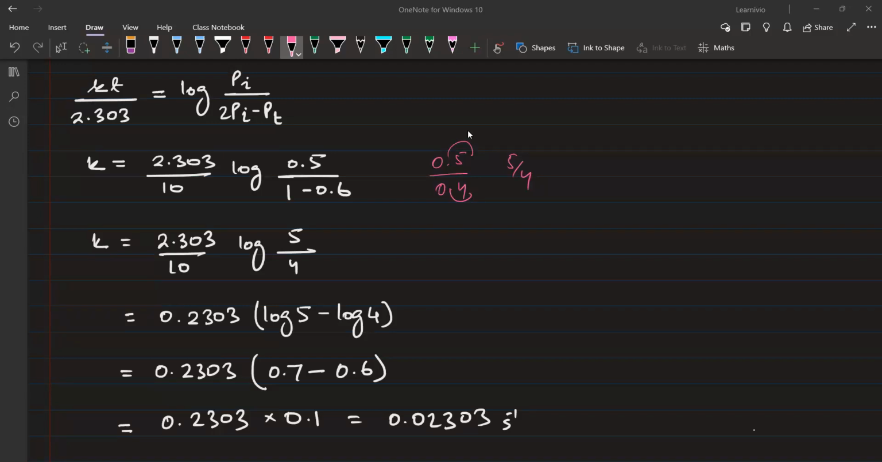Then we have here 2.303 divided by 10 is 0.2303 log 5 minus log 4. Log 5 is 0.7, log 4 is 0.6, into 0.1 will be 0.02303 second inverse. Okay.